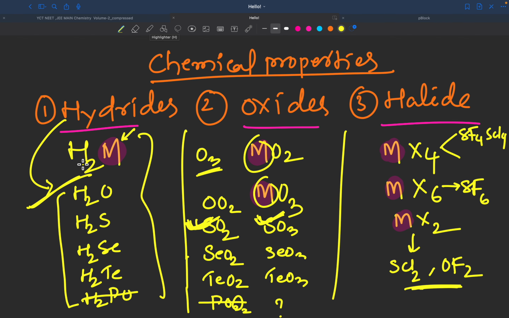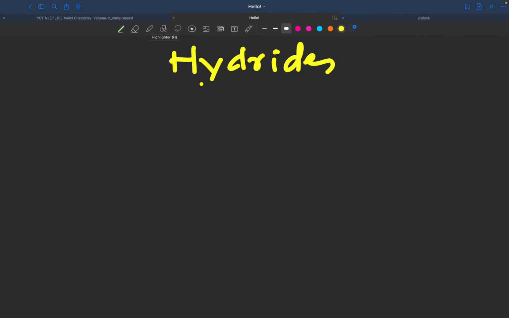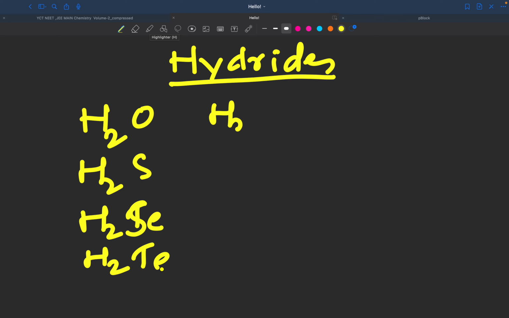Okay, so we'll talk about hydrides. Yeah, we'll take the hydrides of these group elements. Hydrides are H2O, H2S, H2Se, then comes H2Te. Generally we talk about only these four.